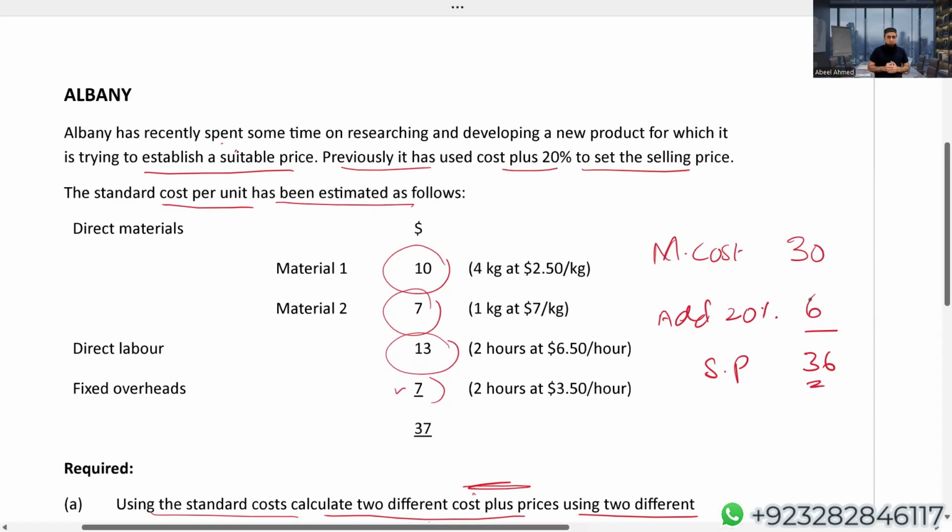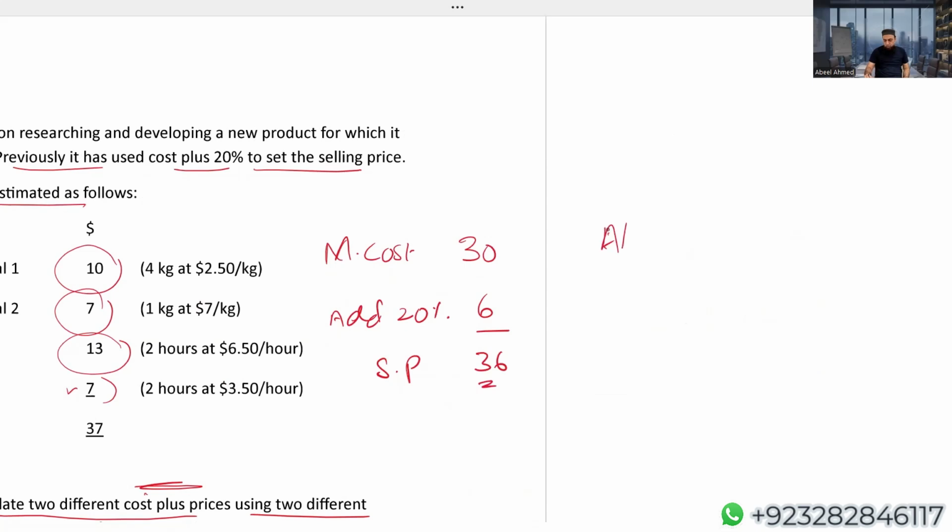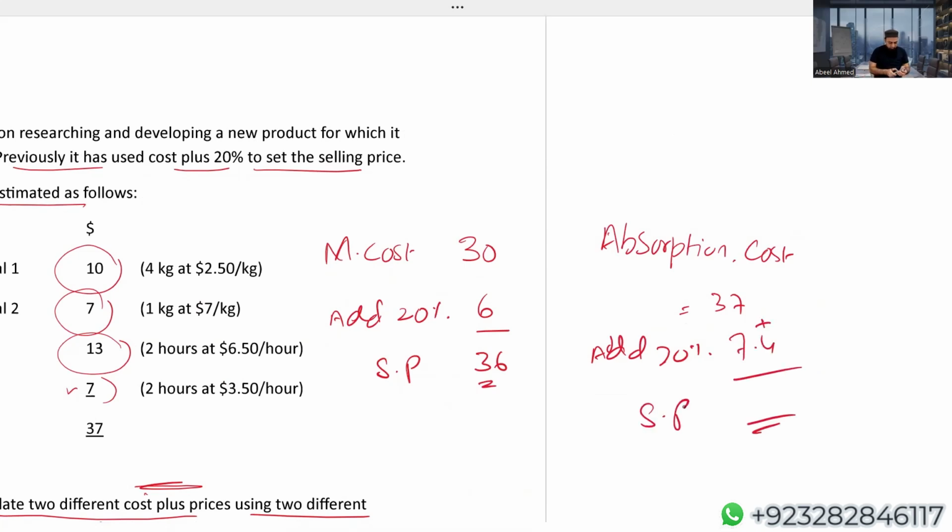But this is one method, which is marginal costing. We have absorption as well. If we go for absorption, the benefit would be we will consider the fixed cost as well. If I go for absorption costing, I'll take the unit cost, which is 37, and simply add 20% markup. Markup is a percentage of cost. 20% of 37 is 7.4. So here comes your selling price: 37 plus 7.4 gives me 44.4.